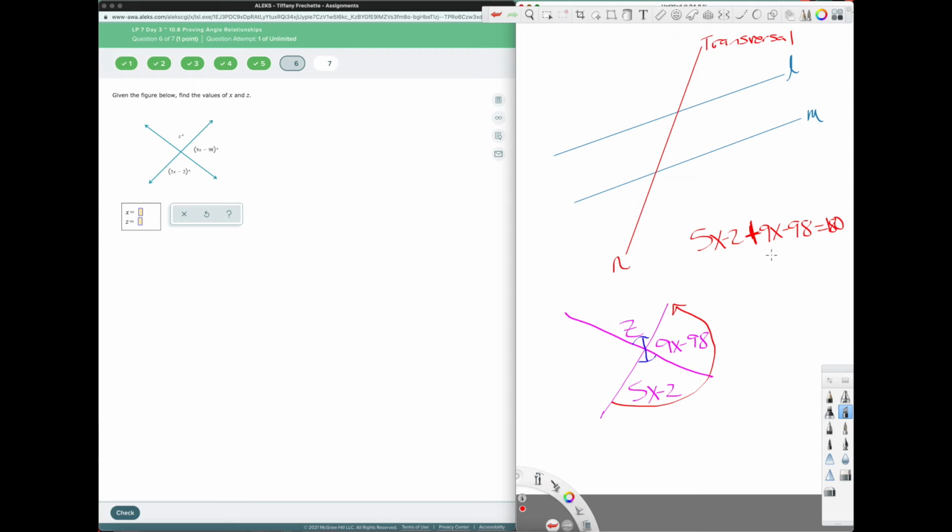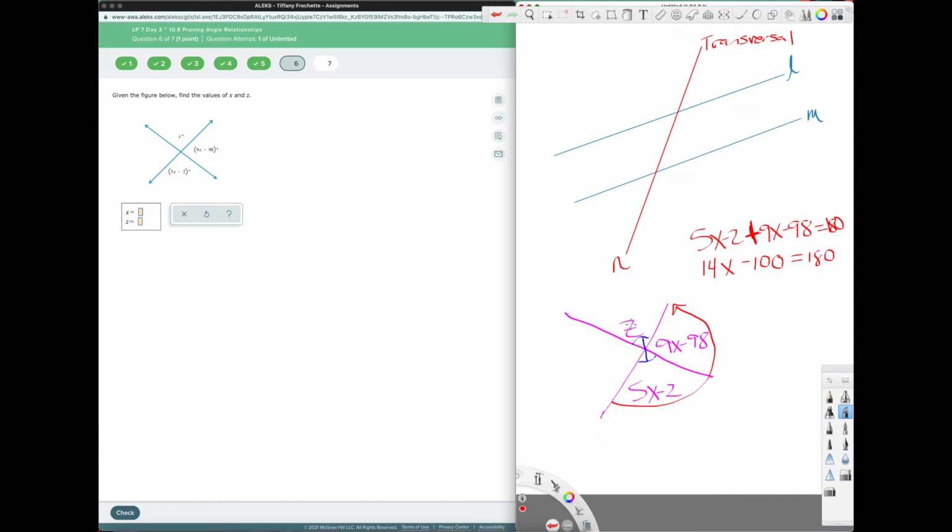So I'm going to add my like terms. 5 plus 9 is 14x. And then negative 2 minus 98. I have negative 2, I'm going another 98 negative, so that's negative 100. I add them together and keep the negative sign, and I get 180. So now we're in a more normal situation with our equation. We've reduced it down to where we start equations, or at least when we're starting out equations.